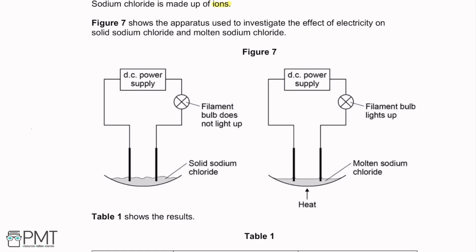So we now know sodium chloride features ionic bonding. Figure 7 shows the apparatus used to investigate the effect of electricity on solid sodium chloride and molten sodium chloride. So we can see this here is the solid sodium chloride, and it says that the filament bulb does not light up. And on the right hand side here is the molten sodium chloride, and it says here that the filament bulb does light up.